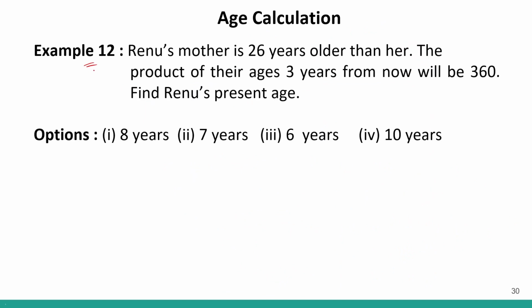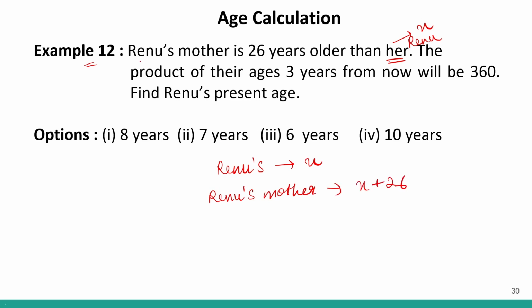Example number 12. Renu's mother is 26 years older than her. So if her age is X, let's say Renu's age is X, then what will be Renu's mother's age? Her means Renu. So if Renu's age is X, Renu's mother's age will be X plus 26, correct? Because she is 26 years older than Renu, correct?